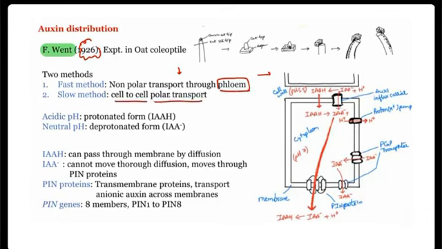And this auxin distribution or transportation is mainly because of two important things. One is pin proteins, which I mentioned here, and secondly, protonation and deprotonation, which is how the auxin is transported or distributed among the cells. Why the name pin proteins? The mutants of these proteins will form a pin-like structure. That is why they are called pin proteins. So pin proteins and protonation and deprotonation have an important role to play in auxin distribution.